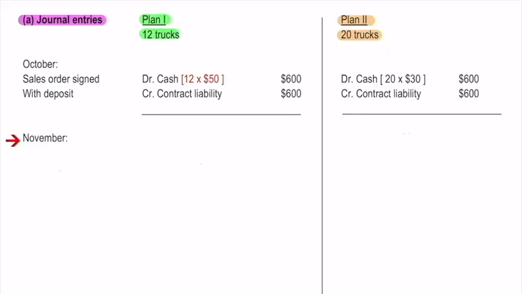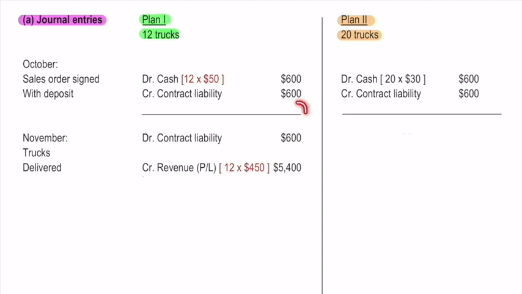In the month of November, trucks are delivered to customers. For the 12 trucks delivered in November for Plan 1, we should recognize revenue in profit and loss. We should take 12 trucks multiplied by the standalone selling price $450. In total is $5,400. Debit the contract liability, this amount $600, and the company receives cash for the remaining $400 per truck. 12 trucks is $4,800. This is for Plan 1.